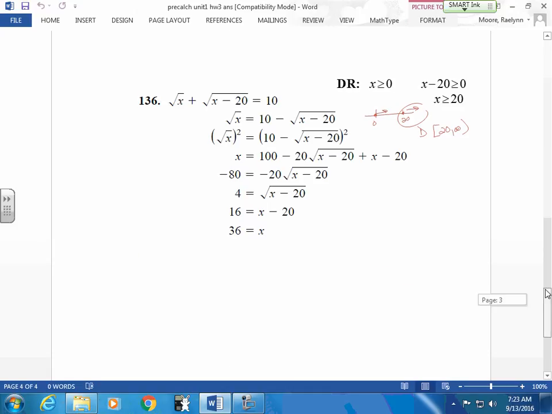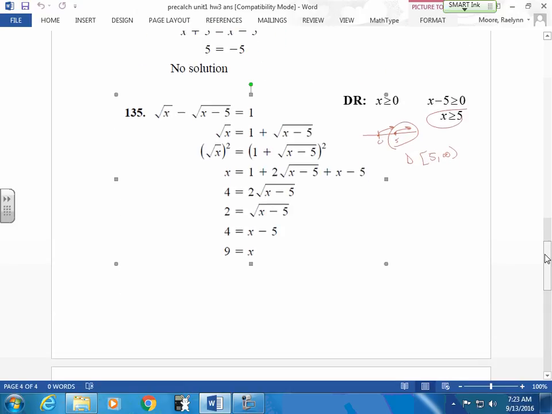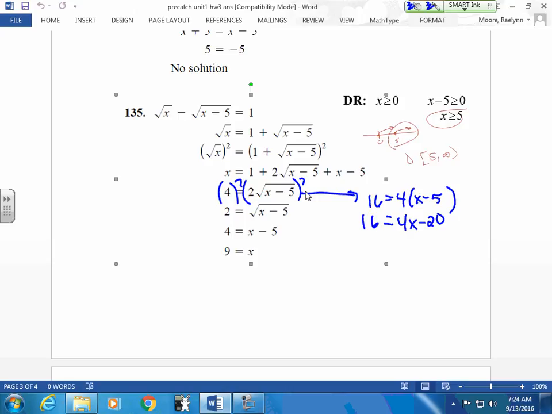135. This one? Yeah. Which one did you move? I was good until the part I got 4 and then 2. Okay, you're right here. So you squared both sides. Did you forget to square the 2? So you got 16 is equal to 4 times x minus 5. Okay? So we'll distribute it. We'll add your 20 and divide by 4.